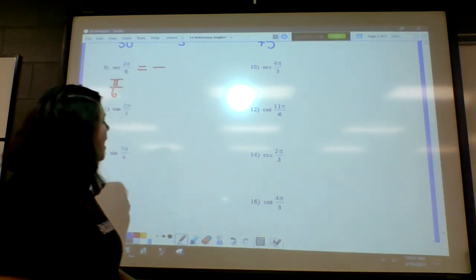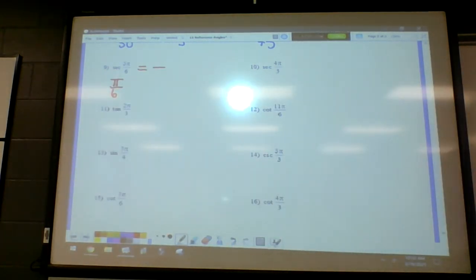So the secant of pi over 6. Secant is the reciprocal of cosine, right? Yeah. So when you flip that, you'll have 2 square root of 3 over 3.